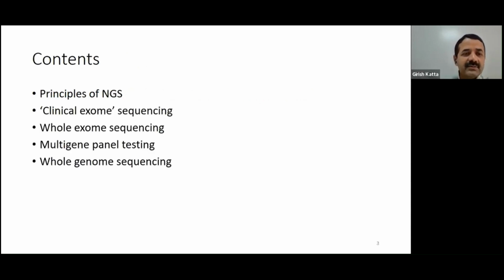So, in today's talk, we'll be covering principles of next generation sequencing, clinical exome sequencing. You can see the inverted commas here, whole exome sequencing, what is a multi-gene panel test, and what is whole genome sequencing in my subsequent slides.